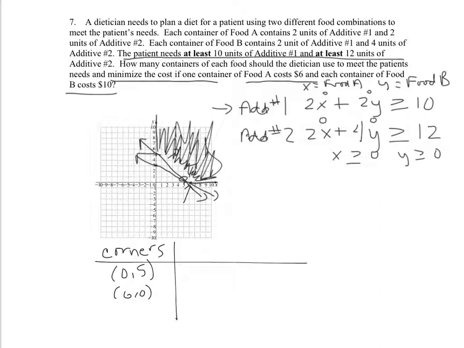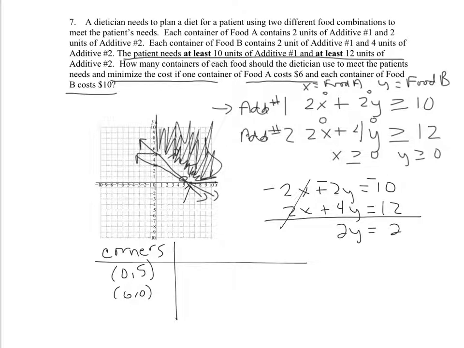So if we were to take 2x plus 2y equals 10, and 2x plus 4y equals 12, and I'm going to multiply everything in the top equation by a -1. That's going to change all those signs. That means my x's will cancel. I'll have 2y equals 2, so y would equal 1.